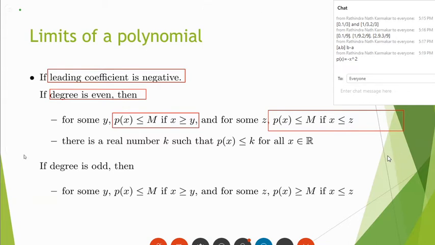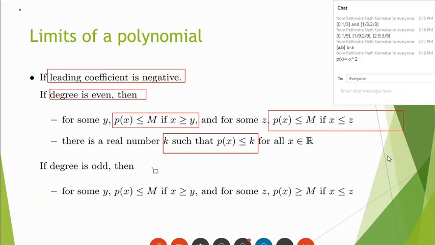And again, the second part is that there is a real number k such that p of x is less than or equal to k for all x belonging to the real numbers. And minus x square is upper bounded by 0. And let's say minus x square plus 1, that is upper bounded by 1.